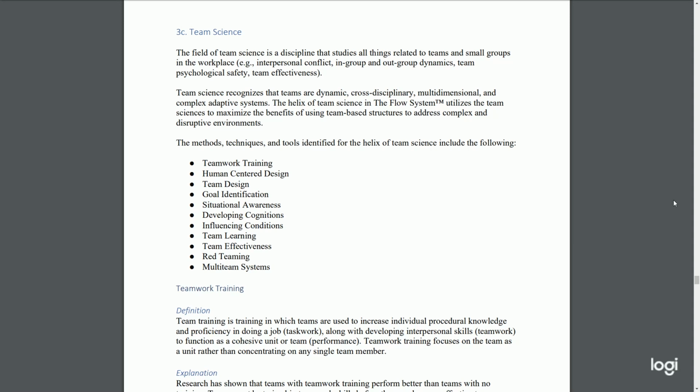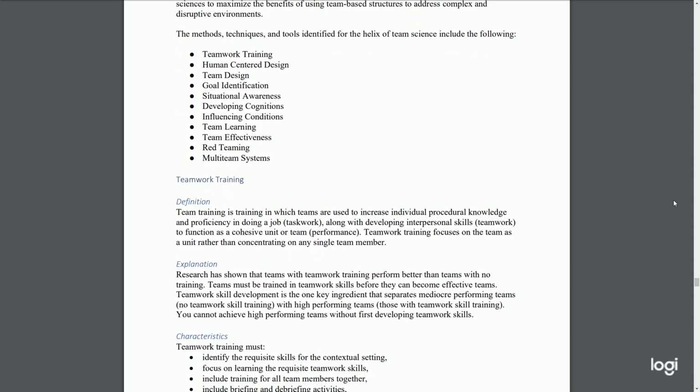Teamwork training. Definition. Team training is training in which teams are used to increase individual procedural knowledge and proficiency in doing a job, task work, along with developing interpersonal skills, teamwork, to function as a cohesive unit or team, performance. Teamwork training focuses on the team as a unit rather than concentrating on any single team member.